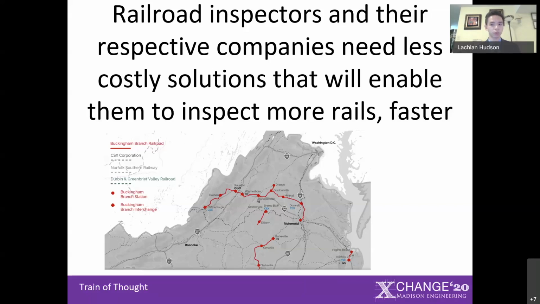FRA regulation also permits inspection vehicles to be sent out ahead of manual inspectors to give early warnings to high rail vehicles, such as the pickup trucks that you may see driving by on your local railroads, carrying inspectors in them.